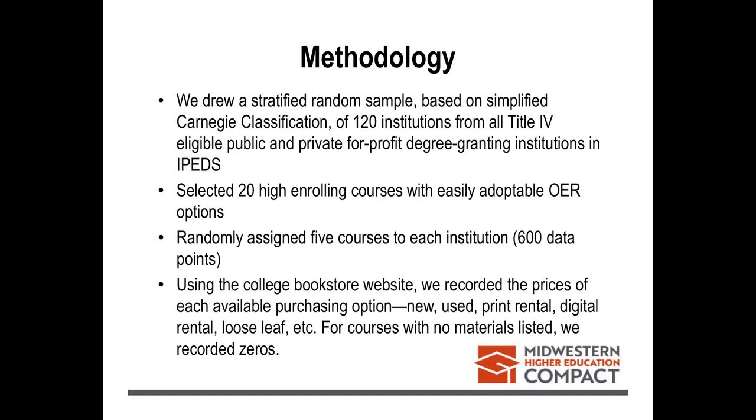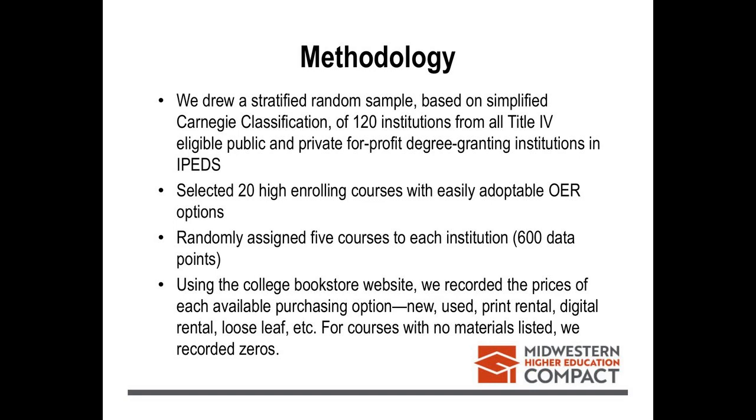So we looked at all the institutions in IPEDS that are Title IV eligible, either public or private for-profit, and then divided them up, and I'll show you a graphic in a moment that explains this a little better, and selected a representative number of institutions from each category. We then selected 20 high-enrolling courses for which we know easily adoptable OER options exist, and in many cases those are options that are available from OpenStax as well as from Lumen and others.